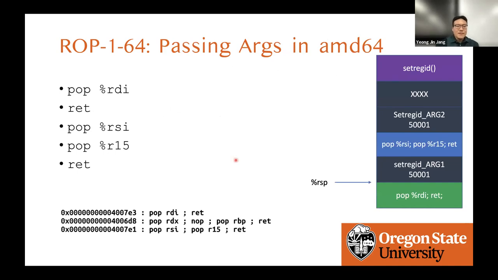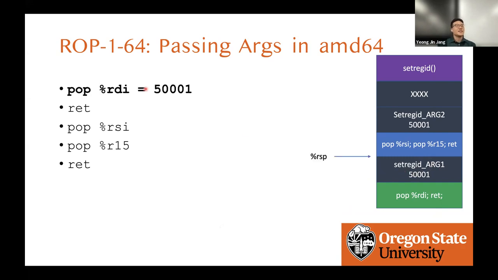So let's take a look at how that works visually. In 32-bit, we call the function first, but in 64-bit, we need to set our argument first and then call the function. So to call setregid, what we need to do is set the argument first. We will first return to pop RDI and return, and put the first argument like this. Then it will pop RDI, so it pops this value and sets RDI as 50,001. And then it will return to pop RSI R15 and return. So pop RSI sets RSI to 50,001, and then we don't care about the second value. You can put 0, 1, any kind of value. That will set R15, and then return, and return to setregid.